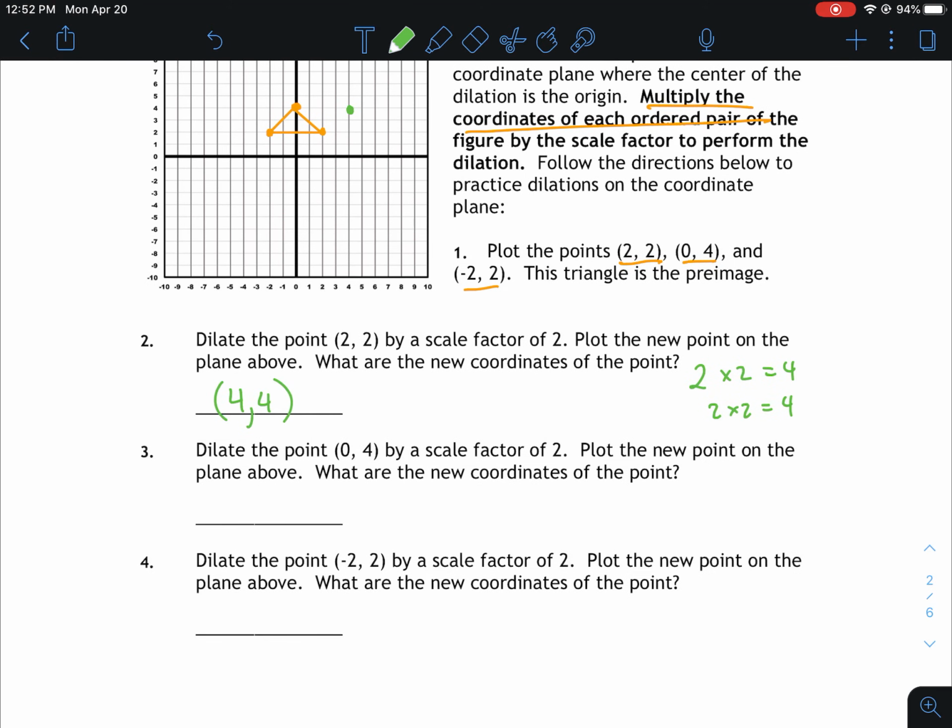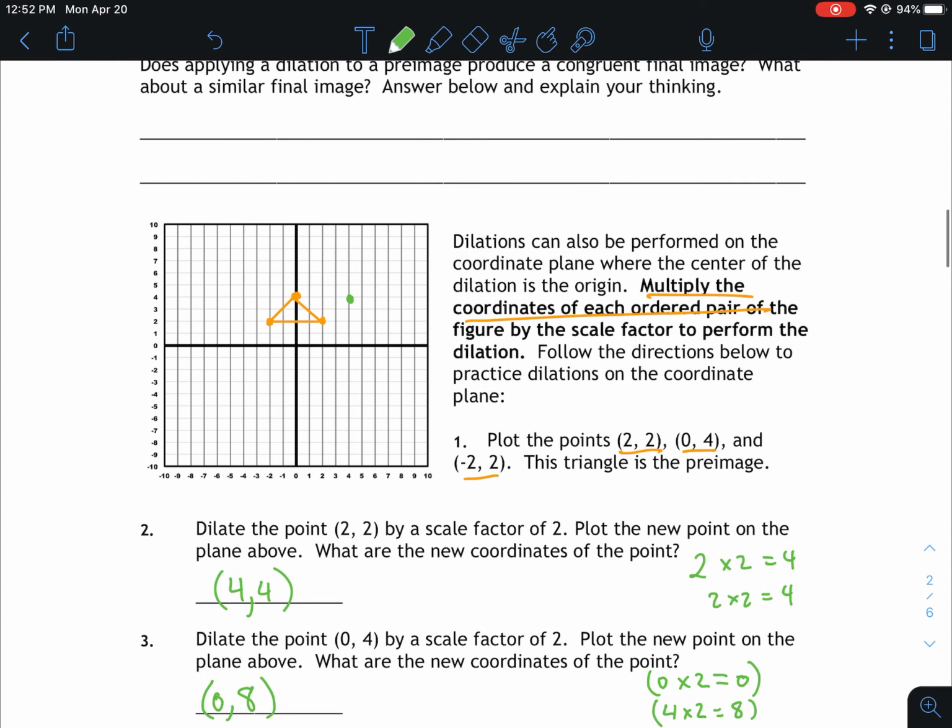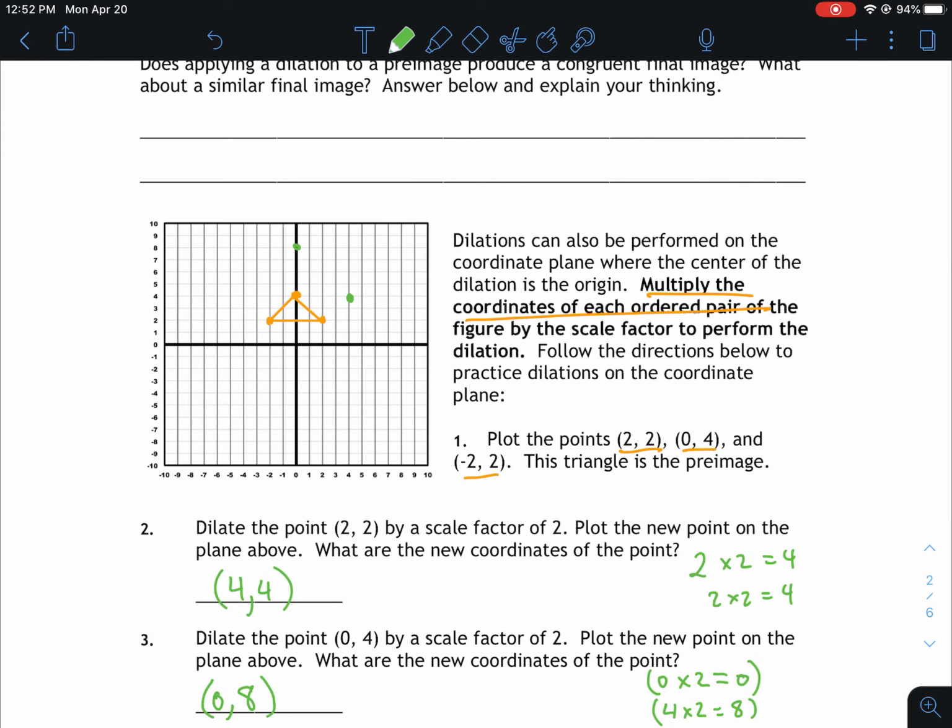All right. We're going to do that same thing with (0, 4). So 0 times 2 is still going to give us 0. So unfortunately, nothing changed there. And when we take 4 and multiply it by 2, that now gives us 8. So our new ordered pair is (0, 8). So we are going to be right here.